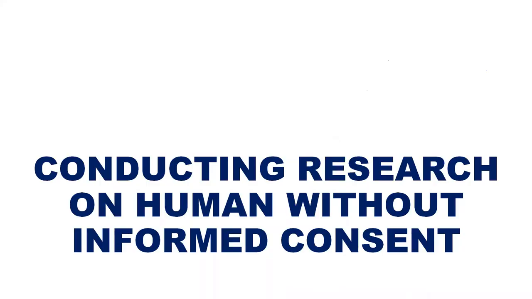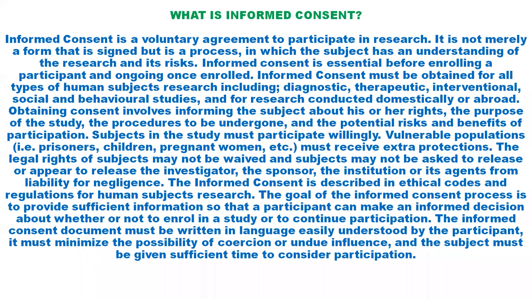Conducting research on humans without informed consent. Because when you study with humans, it is necessary to take the permission of that person: what you are doing, what research. I already told you about the COVID vaccine, Covishield, the voluntary experiment of persons, then published for each and everyone. Informed consent is a voluntary agreement to participate in research. It is not merely a form that is signed, but a process in which the subject has an understanding of the research and its risks. Informed consent is essential before enrolling a participant and ongoing once enrolled.